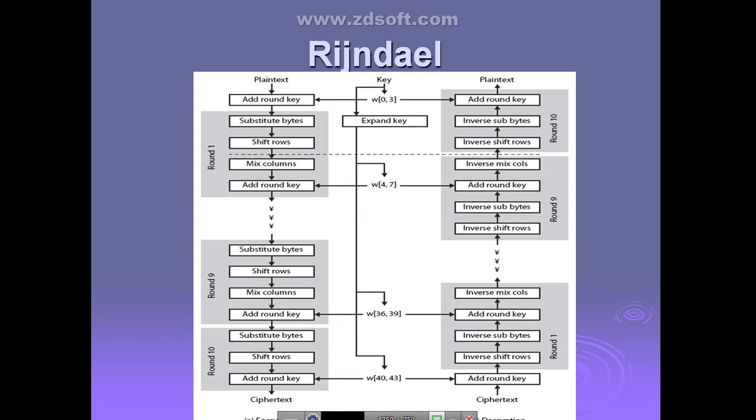Mix columns is also one type of substitution operation. Here each byte in the column is mapped to a new value depending upon a function of the 4 bytes in that particular column, just like a matrix multiplication. Such a function is performed to substitute each byte in the column with the new value.